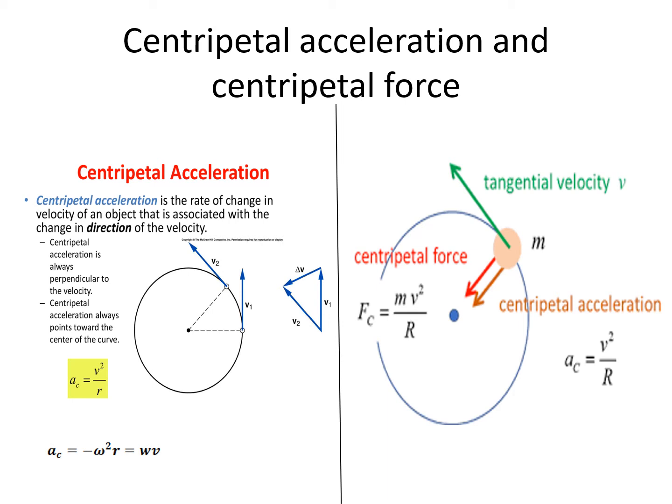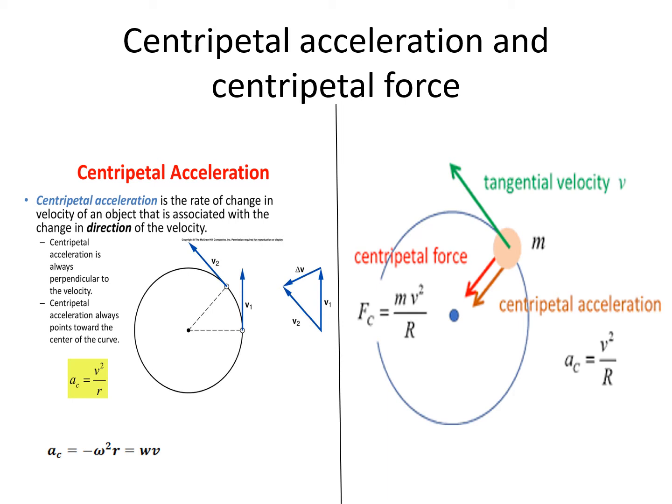According to Newton's second law of motion, force is equal to mass into acceleration. Similarly, I can define centripetal force, the force that is directed towards the center of the circle, as F equal to mass times centripetal acceleration. So substituting centripetal acceleration as v square upon r, centripetal force can be written as mv square upon r, which is the same as m r omega square.